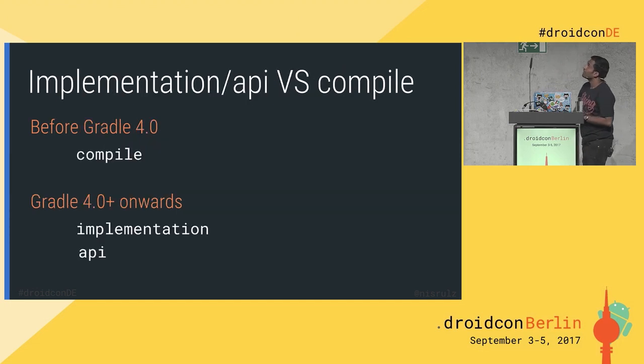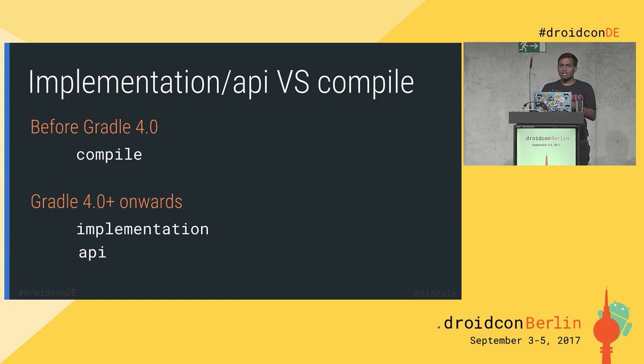This is fairly new. So, implementation, API versus compile. Most of the stuff that you have been doing up till Gradle 4.0 was compile, and it didn't allow you to do a lot of things. It's like standard compile and the dependency name. What Gradle 4.0 onwards introduced was they deprecated compile, and they said there are two keywords now for the build.gradle file to include a dependency: implementation and API.